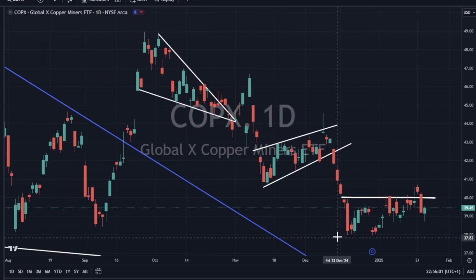COPX up today, just moving kind of sideways, consolidating. We've got iron ore down slightly.